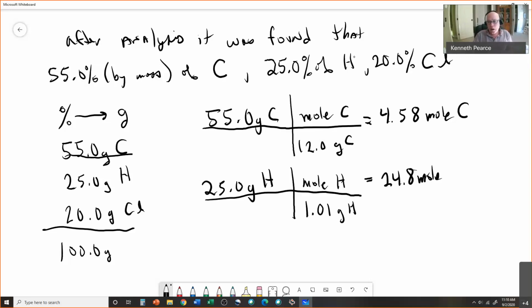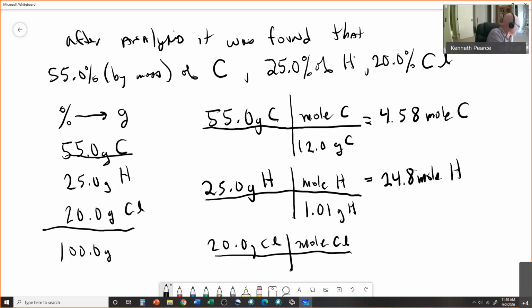mole hydrogen. Okay, and then finally we're going to do the chlorine, so we say 20.0 grams chlorine, and we draw another line, and we look on our periodic table for chlorine, and chlorine, I believe, is 35.5. Yes, it is. It's 35.5 if we round to 1 decimal place. 35.5 grams chlorine for every mole.